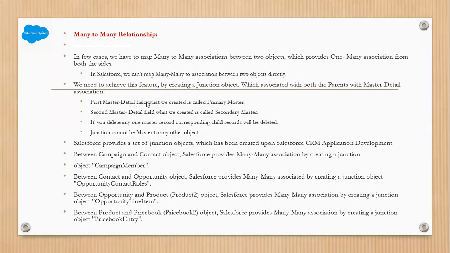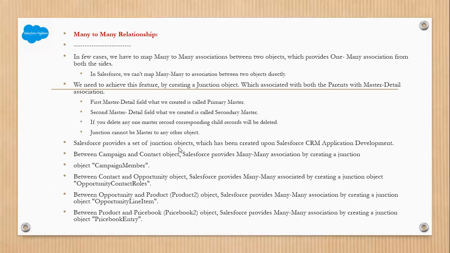First master details feeds what we created, we call it the primary master. Second master details feeds what we create, we call it the secondary master. If you delete any one master record, the corresponding child records will be deleted. A junction object cannot be a master to another object.